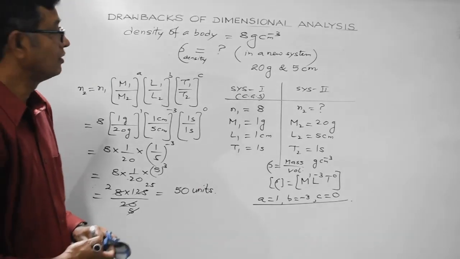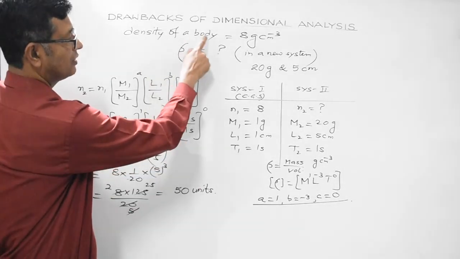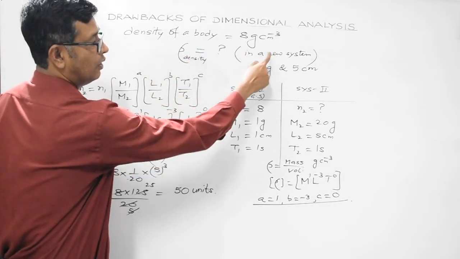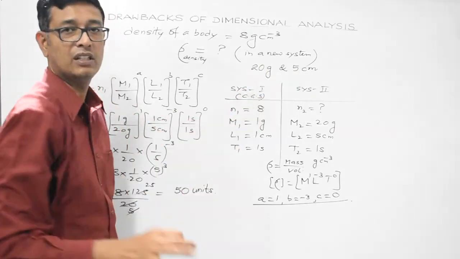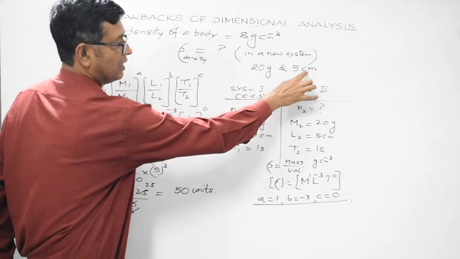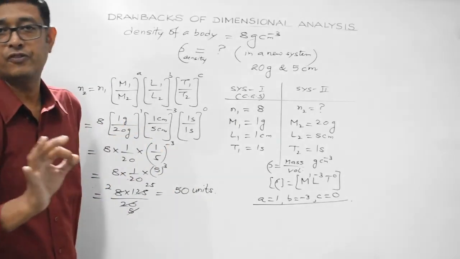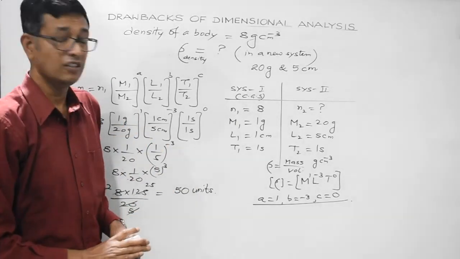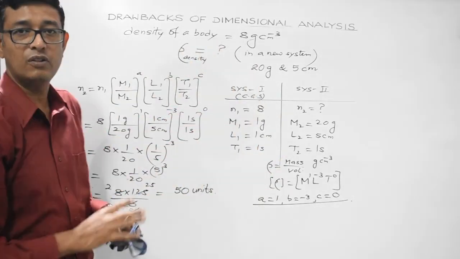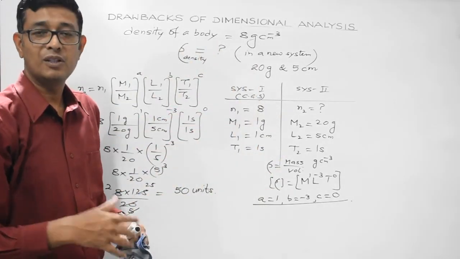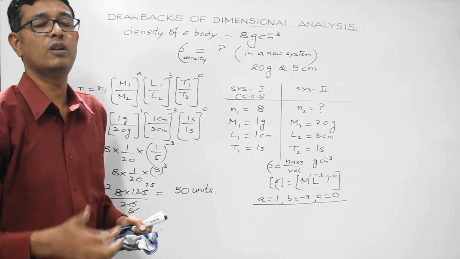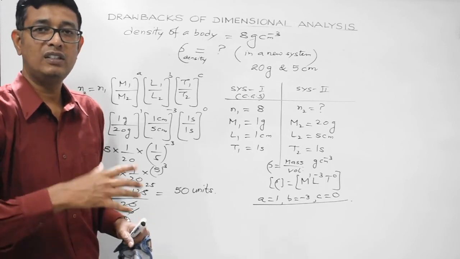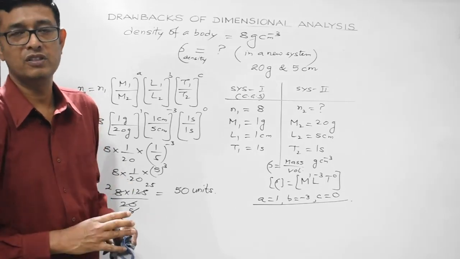So students, the value of the density of the substance in this new system, where 20 gram and 5 centimeter are the fundamental units of mass and length, is 50 units. I sincerely hope you have understood the concept involved. So students, again I repeat, do practice more and more numericals. It is only then the confidence can be achieved, right?